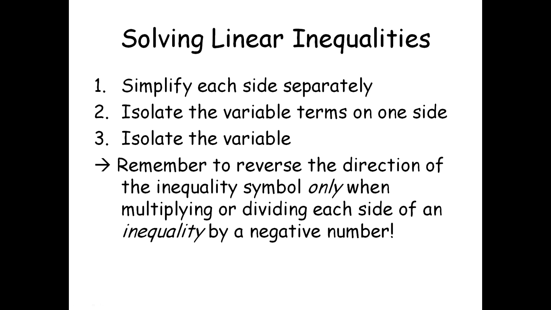When we solve linear inequalities, again, we have to simplify each side separately, isolating variable terms on one side, just like in equalities, and then solving for or isolating the variable. And if you have to divide by or multiply by a negative number, the direction of the inequality symbol must be reversed. That only happens if you multiply or divide by a negative number.